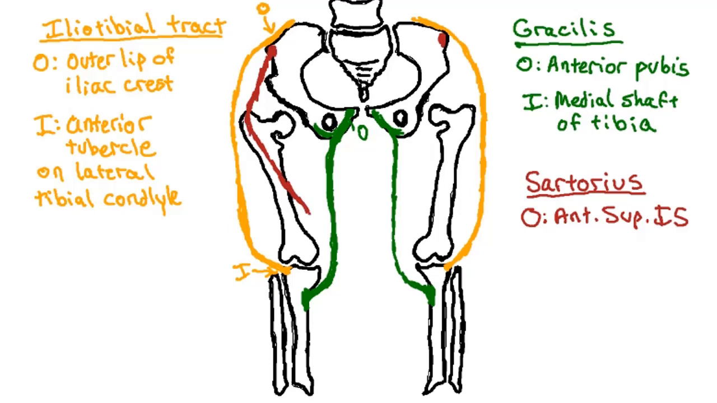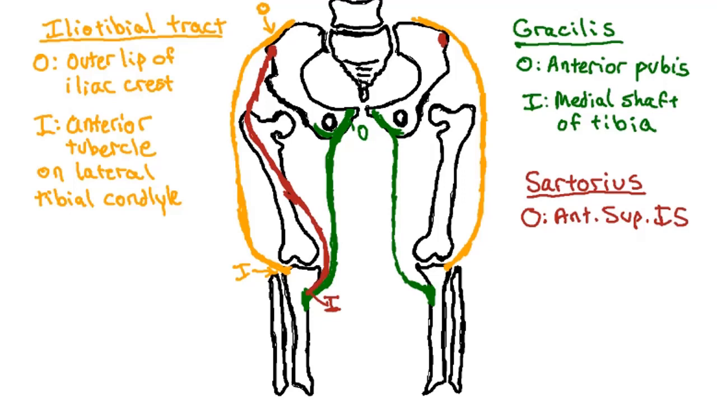It makes this big diagonal cut and crosses all the way over and ends up on the inside of the leg by the time it gets to your knee. And it comes in and it attaches right at the same point the gracilis does. So the gracilis and the sartorius both, their insertion point is the medial shaft of the tibia.